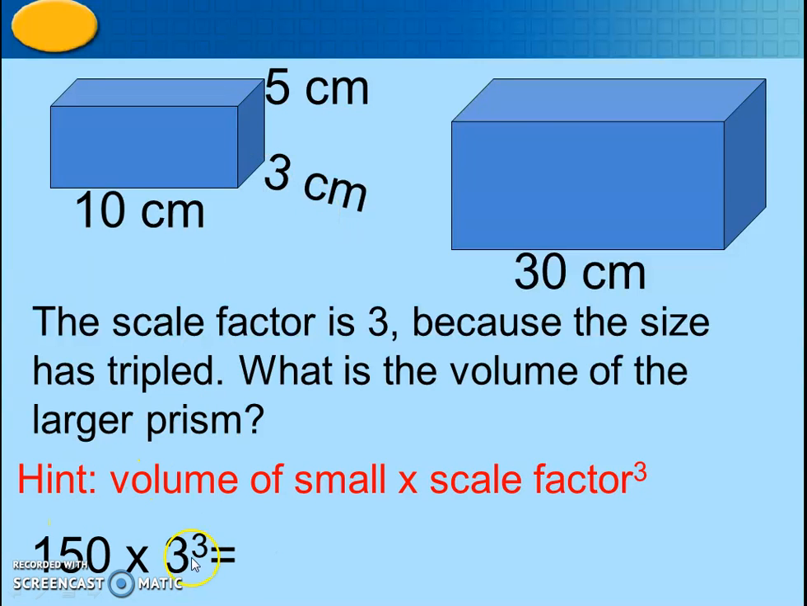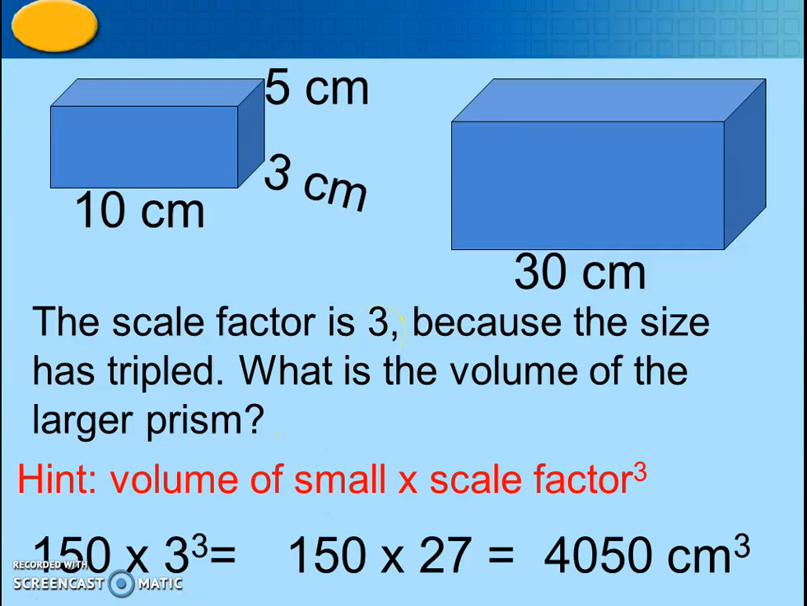Now we're going to times that by the scale factor to the power of 3. So our scale factor is 3, so we're going times by 3 cubed, which is 150 times 27. Plug that into your calculator and you should get 4,050 centimeters cubed. So basically we're doing the same thing as the surface area, except now it's volume, we're cubing instead of squaring.